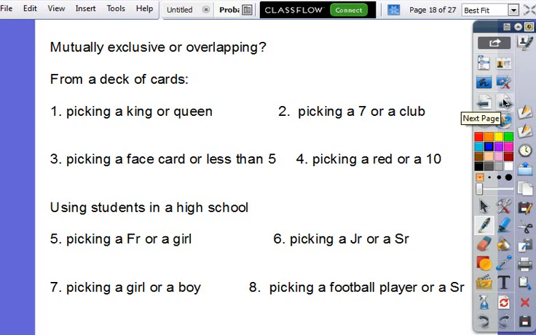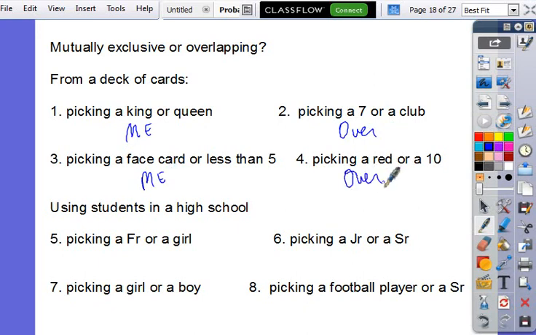Picking a king or a queen. That's mutually exclusive. I can pick one or the other, but not both. A 7 or a club. That would be overlapping because I can pick a 7 that is a club. A face card or a card less than 5. That's mutually exclusive. I can't pick both of those at the same time. A red card or a 10.